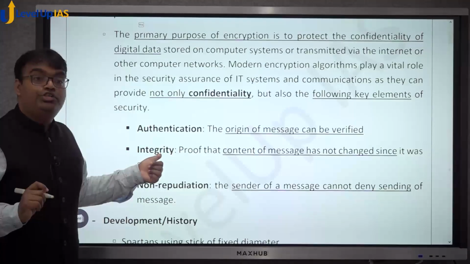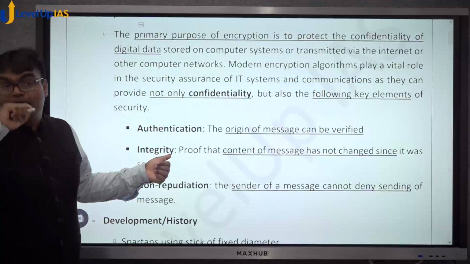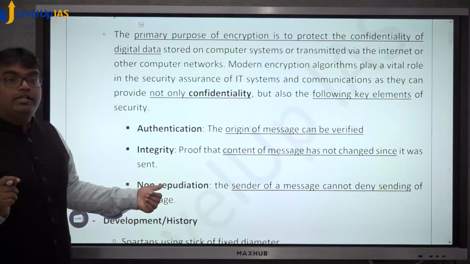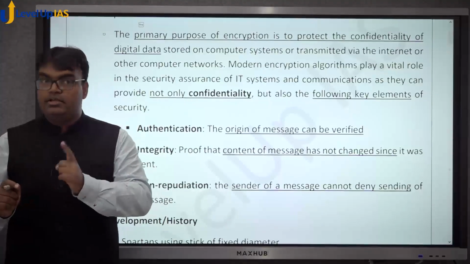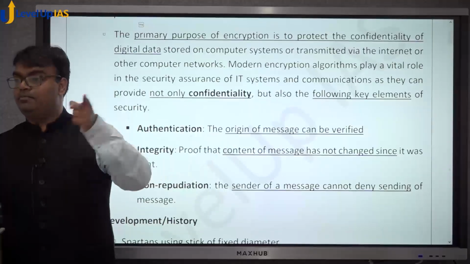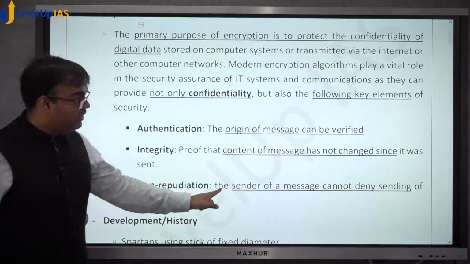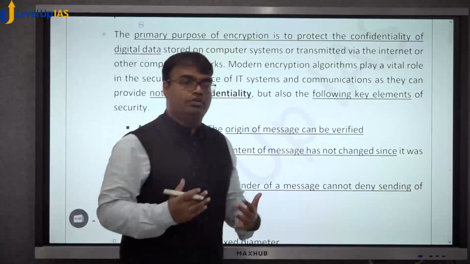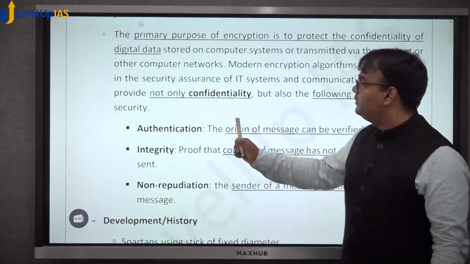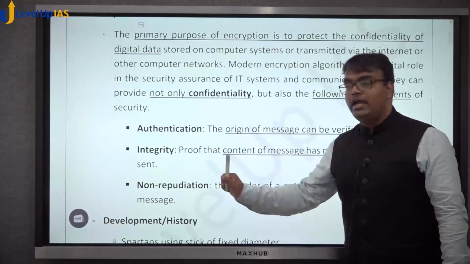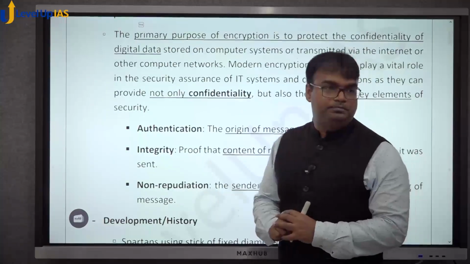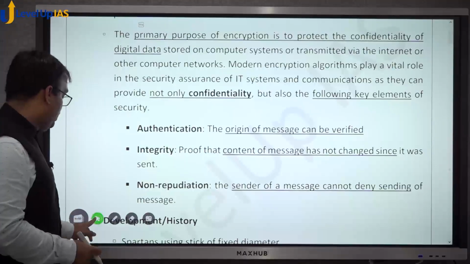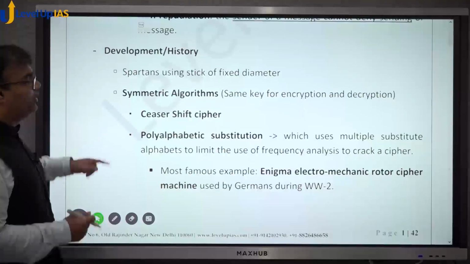You can ensure that message has not been tampered with, its integrity has not been affected, and you can also ensure that the person who has sent it cannot say that he hasn't sent it, because only he had the capability of sending it. Non-repudiation, the sender of a message cannot deny sending of the message. The modern cryptographic algorithm provides us with confidentiality, provides us with authentication, provides us with integrity, and provides us with non-repudiation. This is understood? Now, how does it work? How does cryptography work? We would look at this.